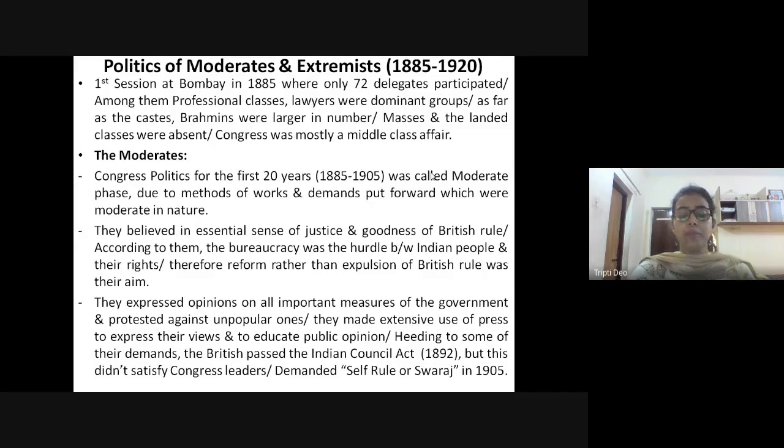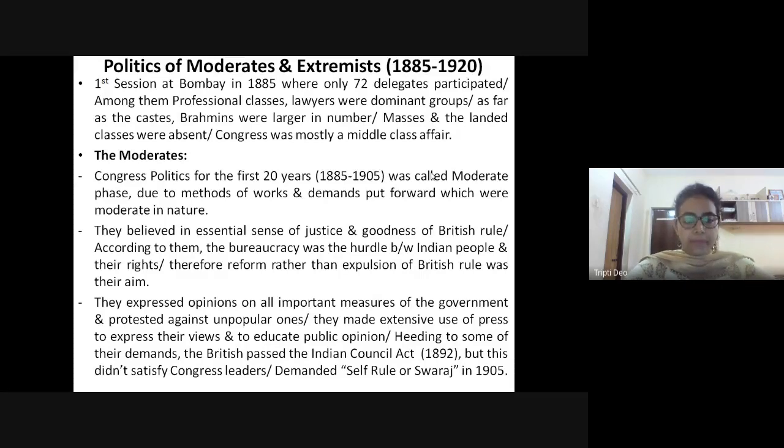Among them, professional classes and lawyers were the dominant groups. As far as castes are concerned, Brahmins were larger in number. The masses and the landed classes were absent, and Congress was mostly a middle class affair. So this was in 1885 when the first session of the Indian National Congress took place. It was a small group, about 72 delegates, mostly professional classes, mostly Brahmins. In terms of caste participation, the masses and landed classes were absent, and Congress was mostly a middle class affair. Keep that in your mind.